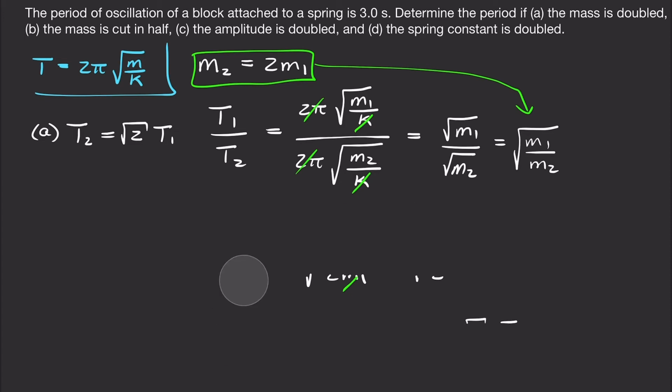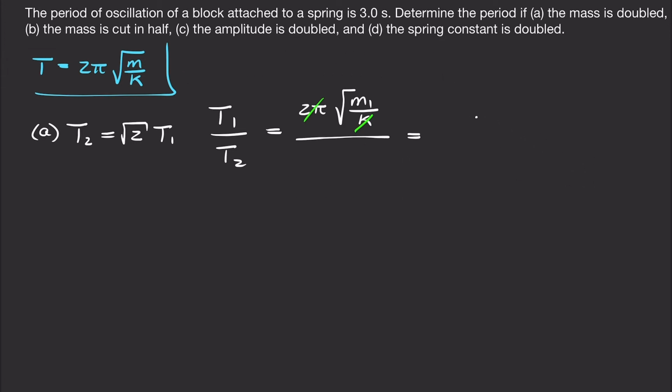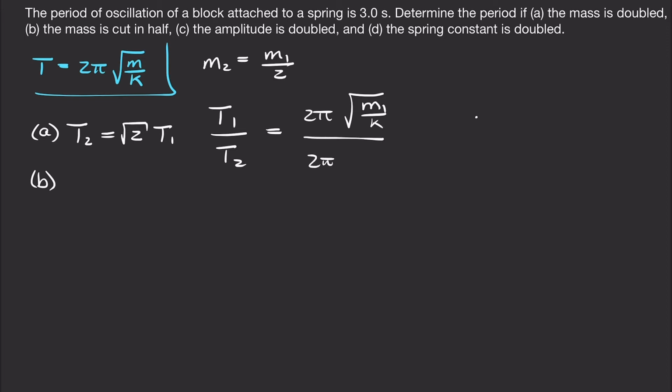So if I just erase my work, this is going to change. Now my mass for part B is going to be cut in half. So now M2 is going to be half of M1. So I can do the same thing, 2 pi times square root of M1 over K divided by 2 pi square root of M2 over K. Again, these are going to cancel, the square roots of K are going to cancel, and I get square root of M1 over M2.